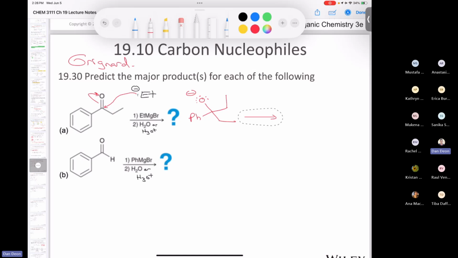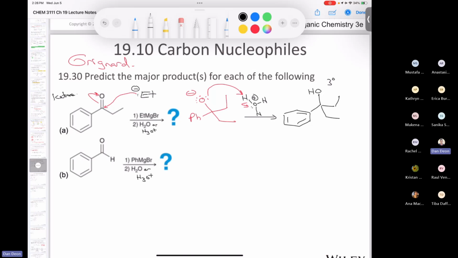It doesn't matter. Either one is totally fine. I'm going to write down H3O plus just to be cheeky here. So I'll put H3O plus. And again, I know it's not asking for a mechanism, but I am your instructor. So we're going to abstract a proton here, and then we're going to end up with our tertiary alcohol. So we end up with this product, where we have our two ethyl groups like this, and then we have our alcohol like that. So remember, we take a ketone, and we end up with a tertiary alcohol.